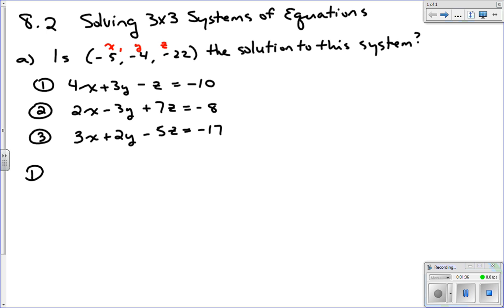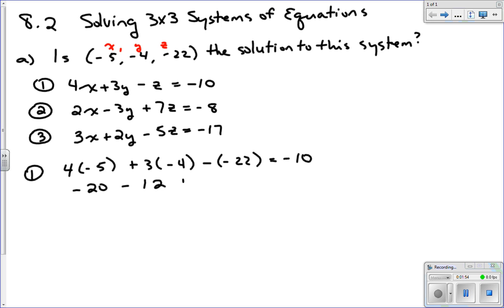So let's start with number 1, and we'll substitute the x, y, and z in. So 4 times -5 plus 3 times -4 minus -22 equals -10. So that's -20 minus 12 plus 22. So that will be -32 plus 22, so that's -10 equals -10. So the point does satisfy or make true the first equation. So let's take a look at the second equation now.